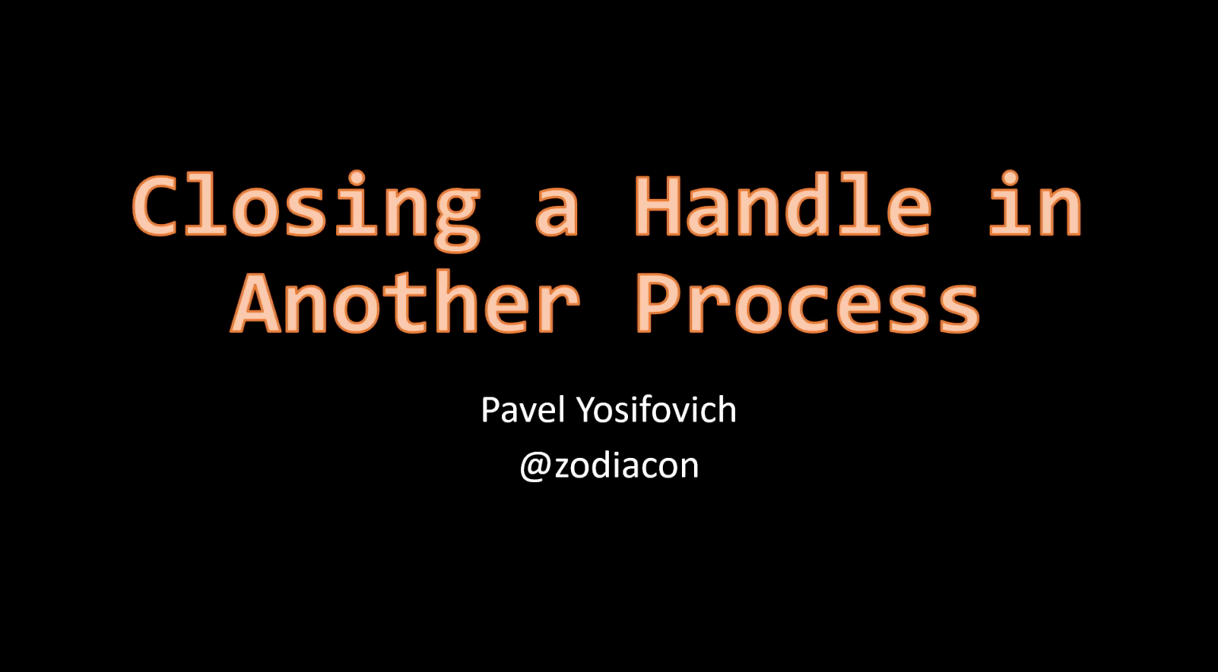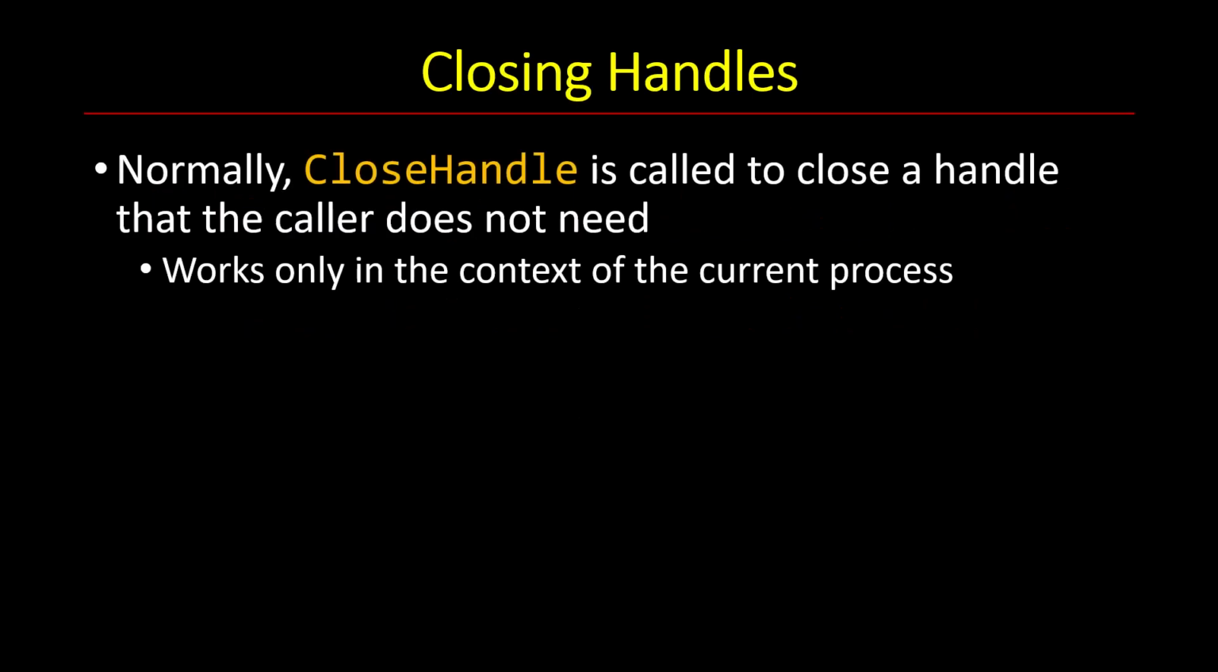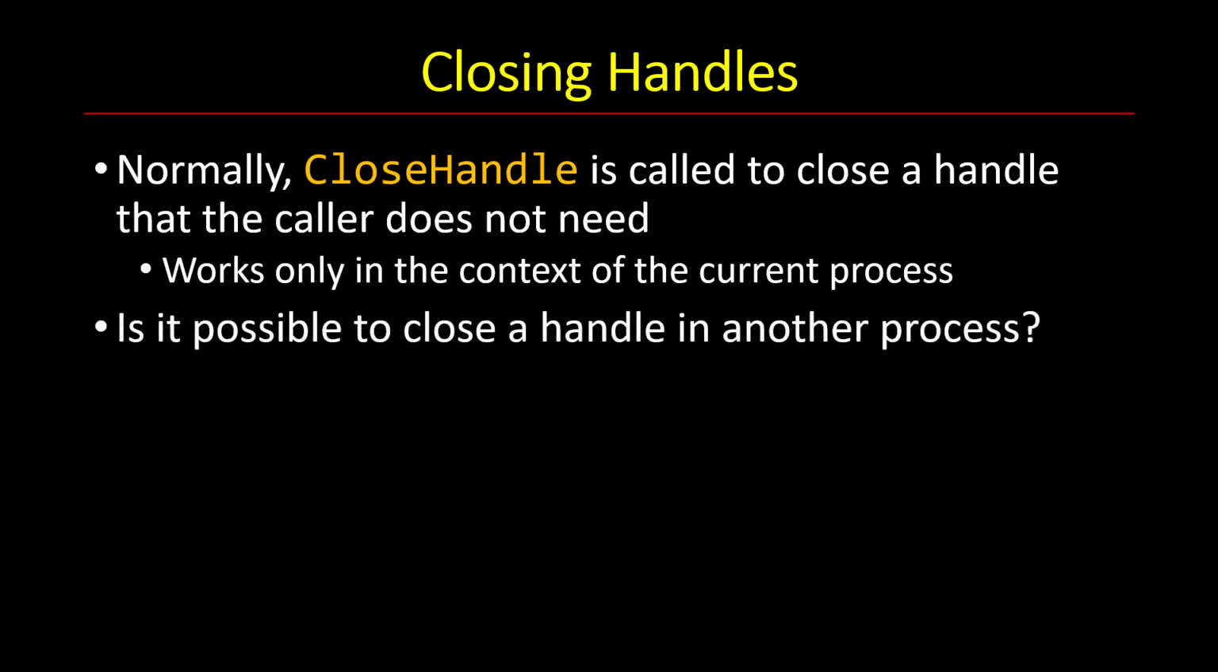Hi, and welcome to this video about closing a handle in another process. Normally, when we call the CloseHandle API, we can close a handle in our own process. CloseHandle is unable to close a handle in a different process. Is it possible to close a handle in a different process?